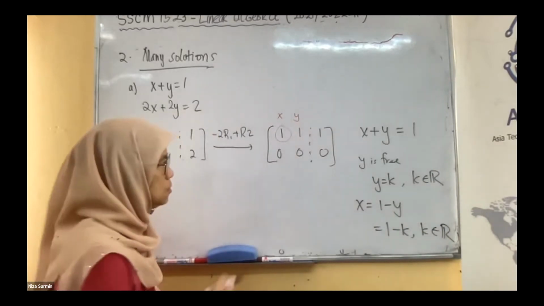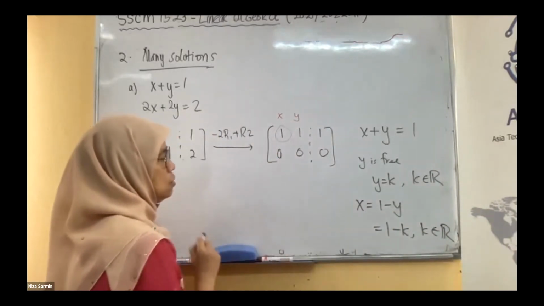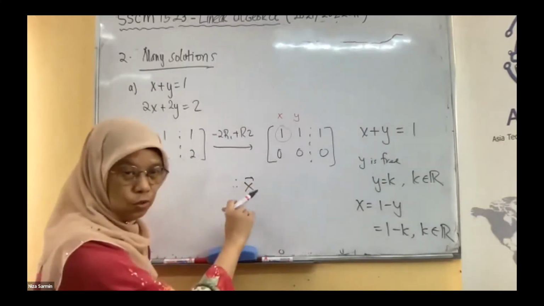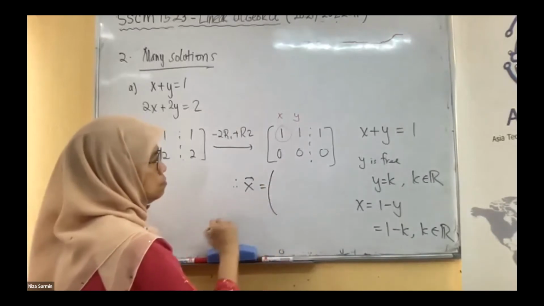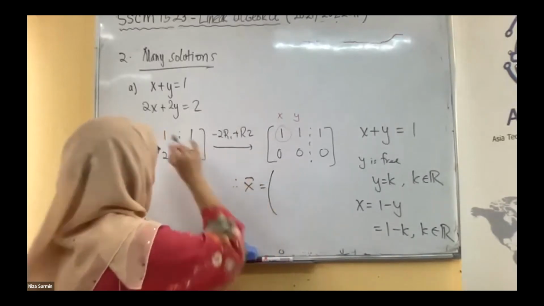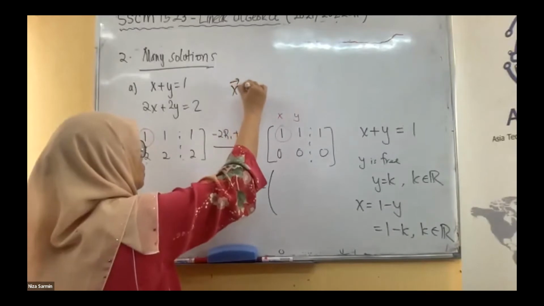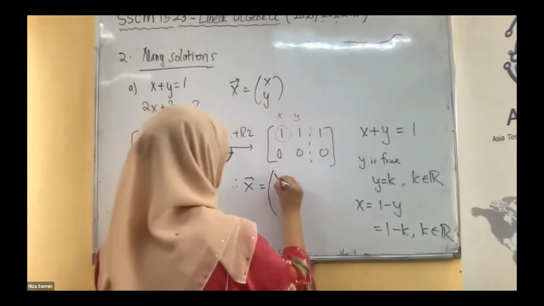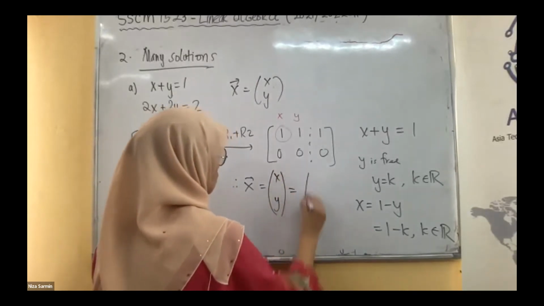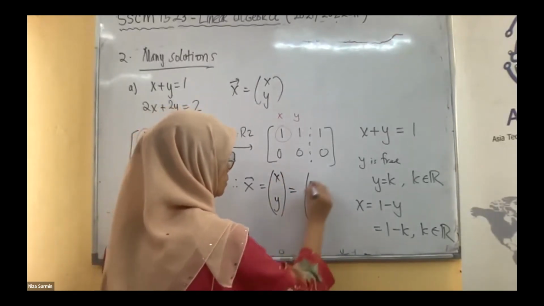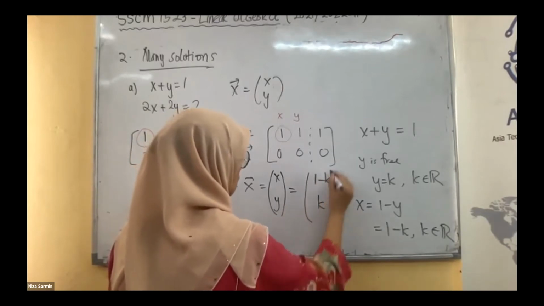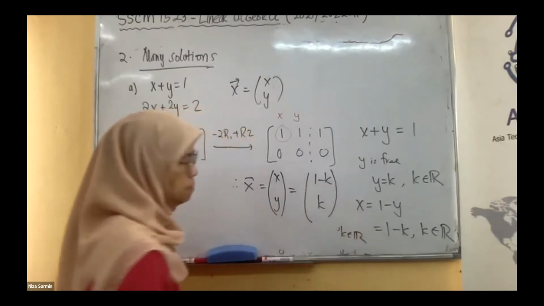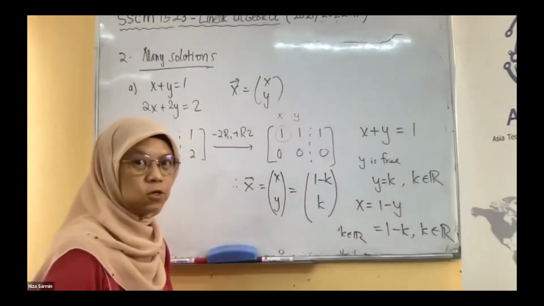Because Y is free, there is no leading one. So the vector x, you don't need to put the arrow, is still okay. This is the xy. Or you can just put xy equal like this. So x is 1 minus k and y is k. And don't forget to put k in R, because k can take anything.